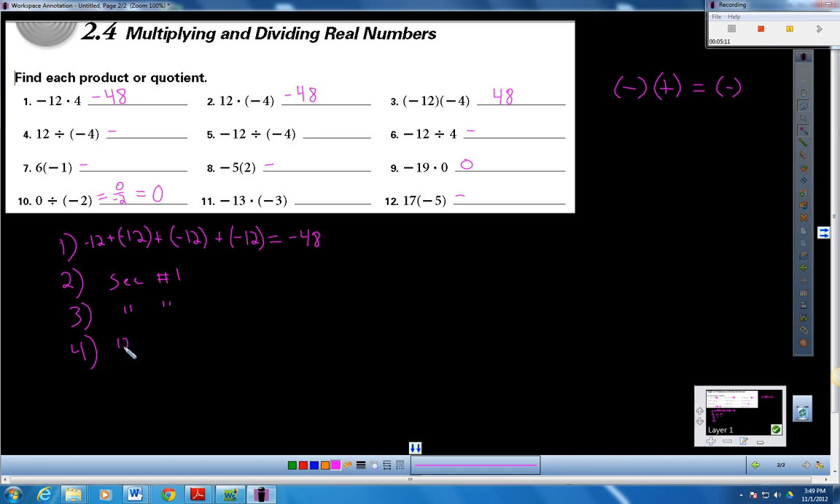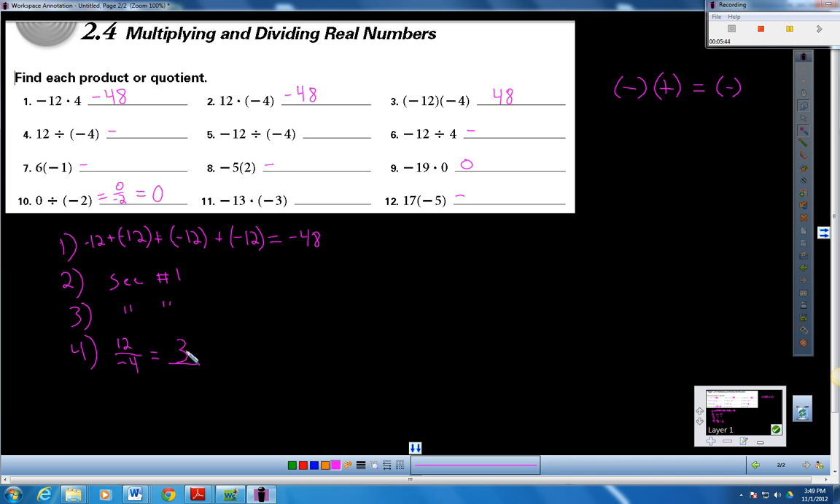I want you to get used to recognizing that division is the same as writing a fraction. This is the same as 12 over negative 4. If I'm having trouble with that, which hopefully you're not, I want you to think, what times negative 4 is 12? Whatever value I put right here, when multiplied by negative 4, should give me 12. That's how to turn division into a multiplication problem.